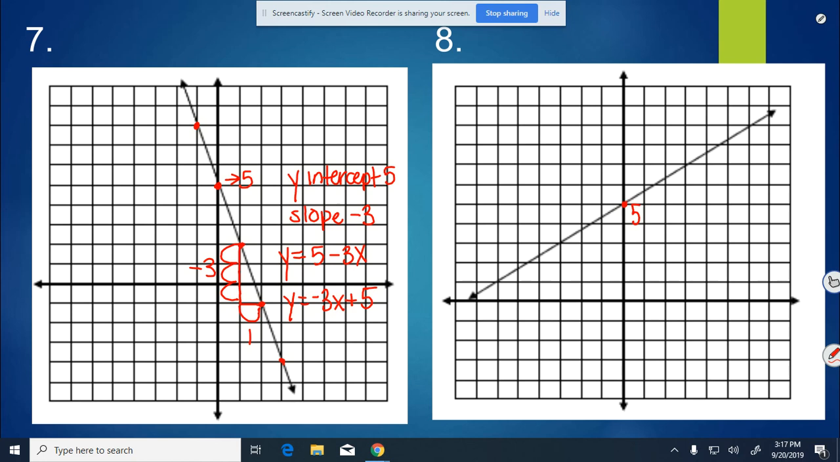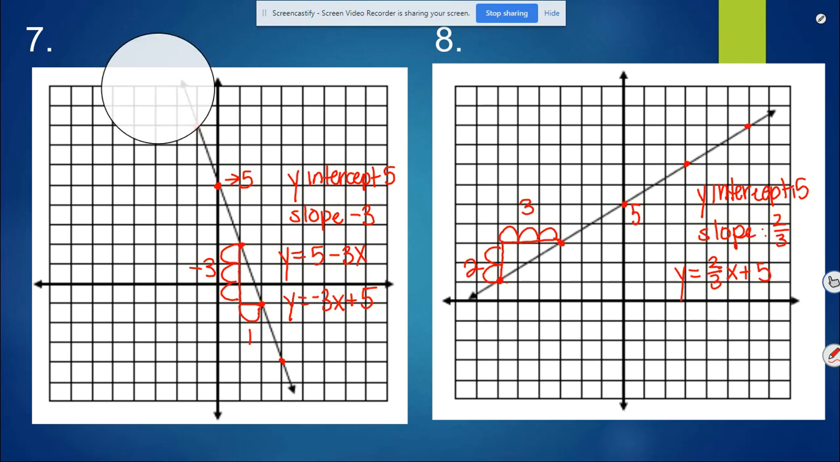We look for other points that are going to cross. So the y-intercept is 5. Now we'll look for those other points. Looks like here, and here, and here, and here. So it's going up and over. 1, 2, and then over 1, 2, 3. So that's 2/3. So our equation is y equals 2/3 x plus 5.